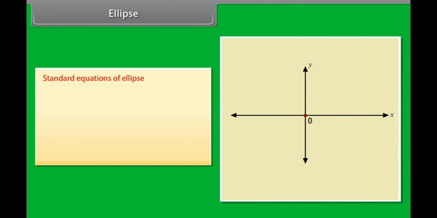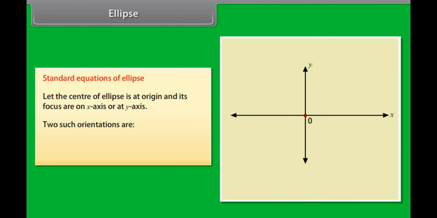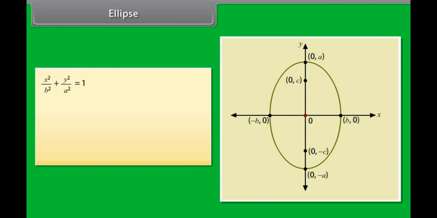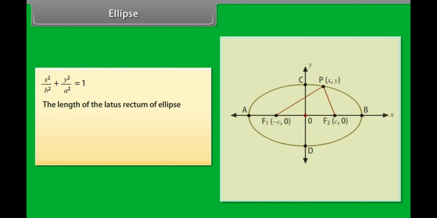Standard equations of ellipse. Let the center of the ellipse be at the origin and its foci on the x-axis or on the y-axis. Two such orientations are x square upon a square plus y square upon b square is equal to 1, and x square upon b square plus y square upon a square is equal to 1. The length of the latus rectum of the ellipse x square upon a square plus y square upon b square is equal to 1 is 2b square upon a.